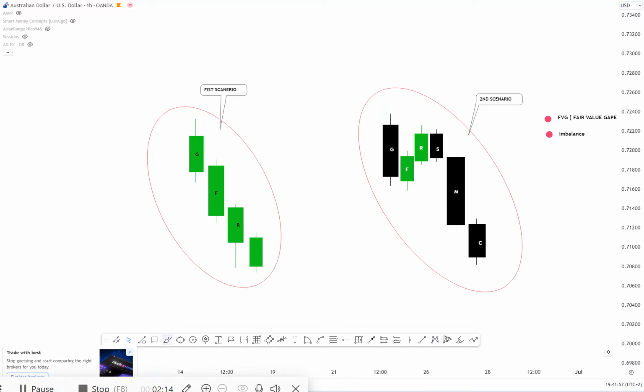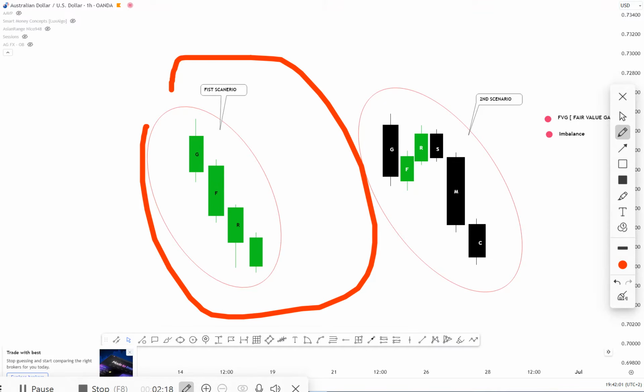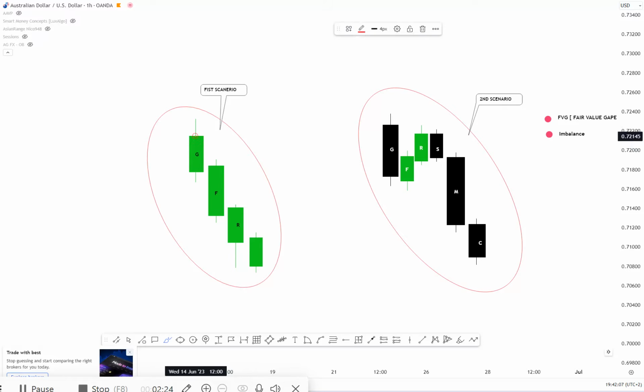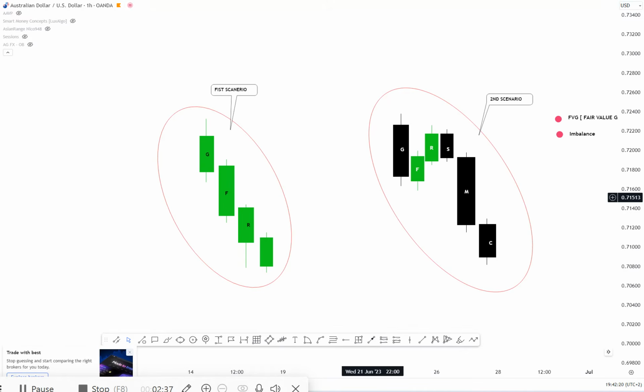So if we focus on this scenario, in this whole picture we can see here is our first candle. We will consider it our one candle, the second candle will be our F candle, the third candle will be our R candle. So how can we find the imbalance? The matter is that for this we need to mark the highs and lows of our candles.